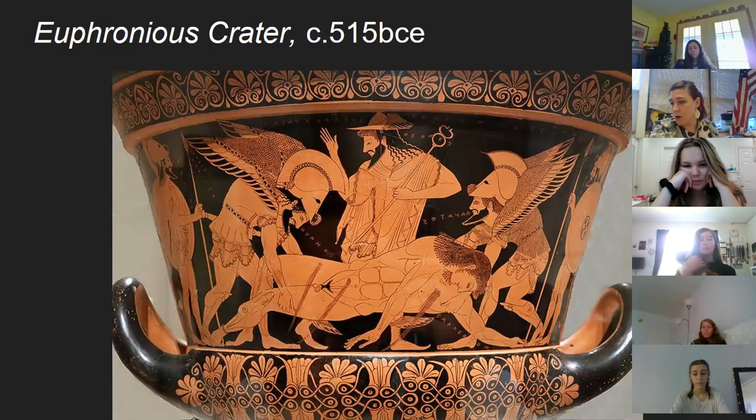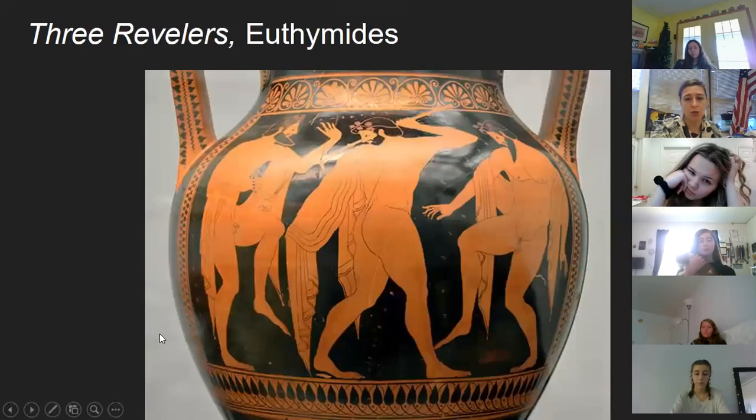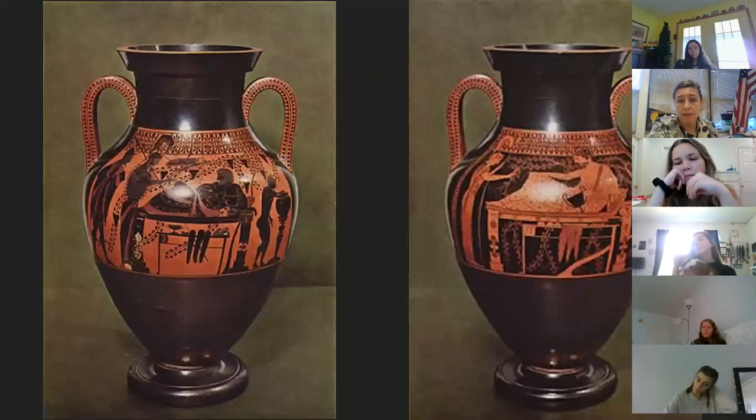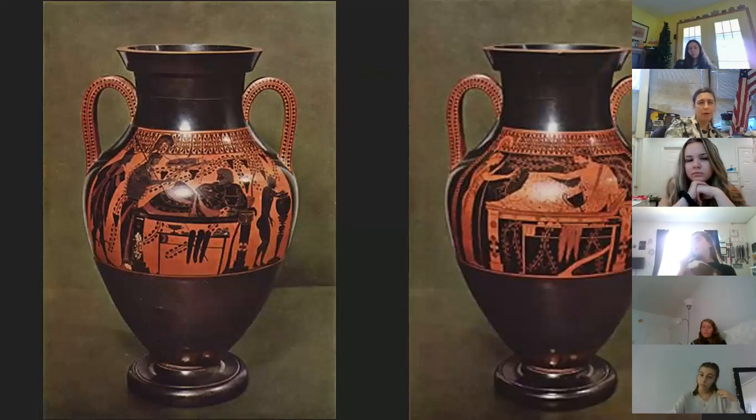And so these are all kind of towards the end of that archaic period still. And this one is what is called a bilingual vase. So the bilingual vases had black figure on one side and red figure on the other. So they were popular for a while. And then they kind of became replaced with just the red figure because it was just a better technique for the artists to use.